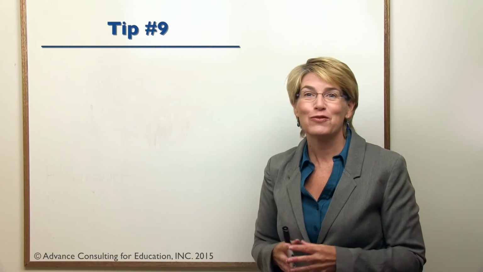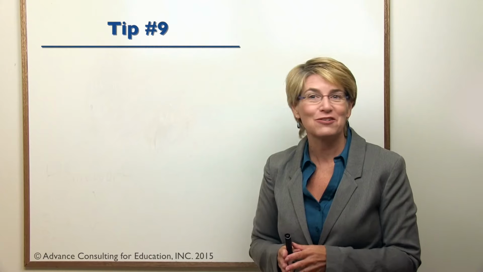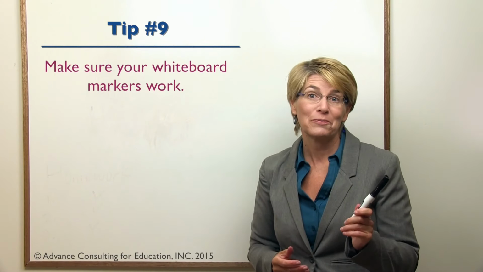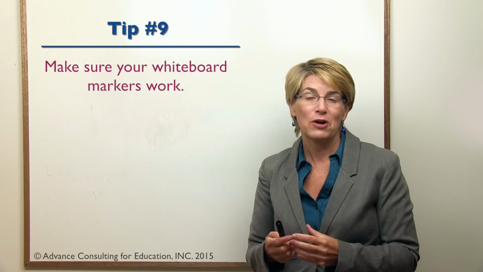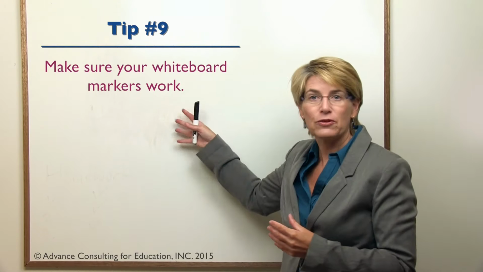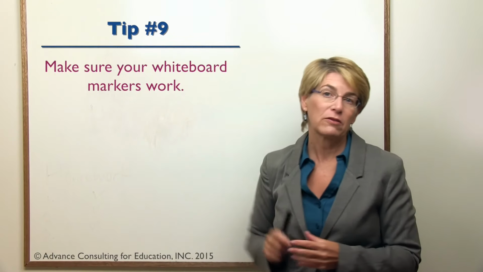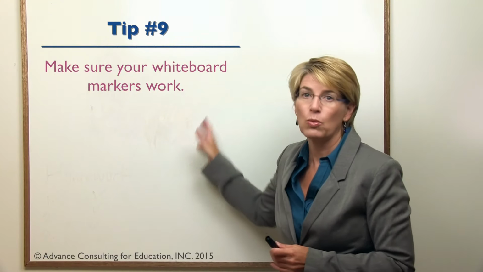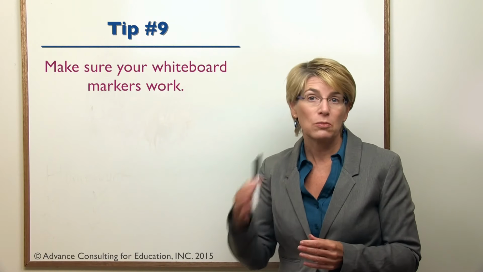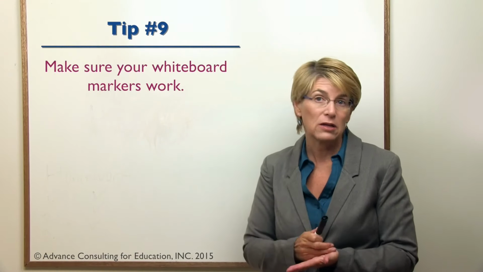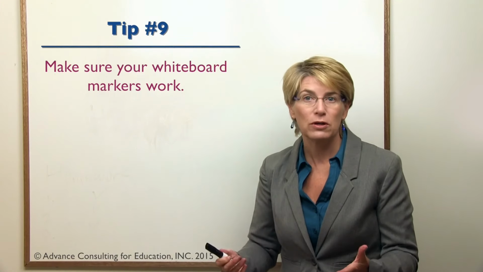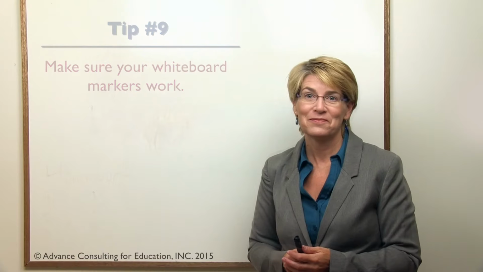The last tip is another fairly obvious one, but every teacher gets caught in this situation as well. Make sure your whiteboard markers work. Unfortunately, once the markers start to run out, and they run out fairly quickly, it's very difficult to see what you're writing from the back of the classroom. It just starts to fade more and more and more as you use up the marker. So always make sure that your markers work. Check them either at the end of every class or the beginning of every class. And if they're running out, get rid of them and get some new ones.